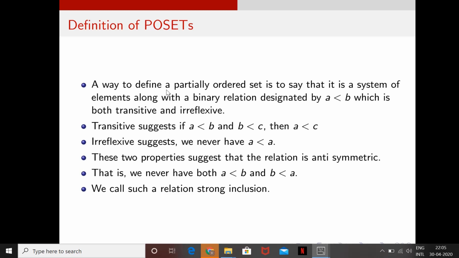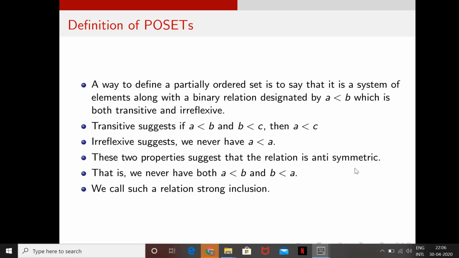Now, a way to define a partially ordered set is to say that it is a system of elements along with a binary relation designated by A less than B, which is both transitive and irreflexive. Transitive suggests if A less than B and B less than C, then A should be less than C. And irreflexive suggests that we never have A less than A. Now, these two properties suggest that the relation is antisymmetric. Now, what is antisymmetric?